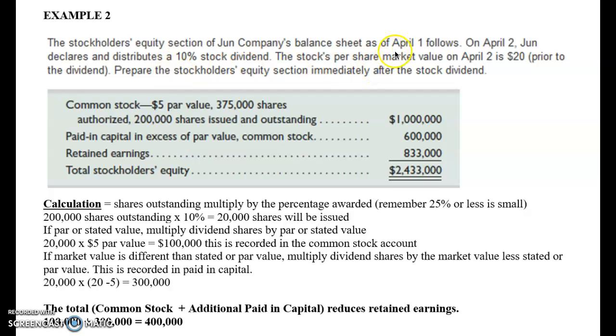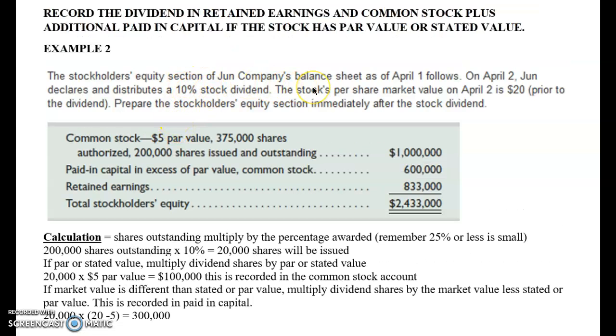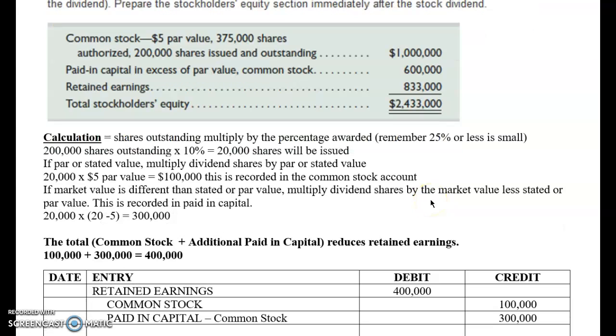Stockholders' equity section on April 1st follows. We have common stock, $5 par, 375,000 shares authorized, but 200,000 shares are issued and outstanding, $1 million. Paid in capital in excess of par value, which is $5, common stock, 600,000, retained earnings, $833,000. Total equity, $2,433,000. Now they're going to issue a 10% stock dividend. Market share is $20 prior to the dividend. Armed with that information, I think we're ready to go.